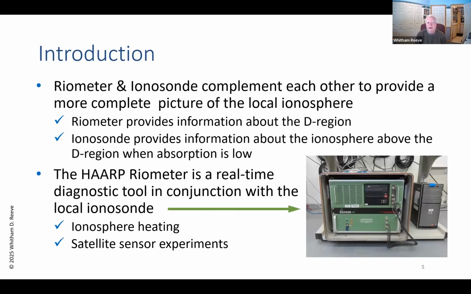So what we do is we combine the two of them. We have an ionosonde called a digisonde, made by Lowell Observatory, and it's on site at the facility along with the riometer. So these two devices, the riometer and ionosonde, complement each other and give us a more complete picture of the local ionosphere for experiments. The riometer provides information about the D region, and specifically the absorption in the D region. And then the ionosonde provides information about the ionosphere above the D region, which is what we're most interested in.